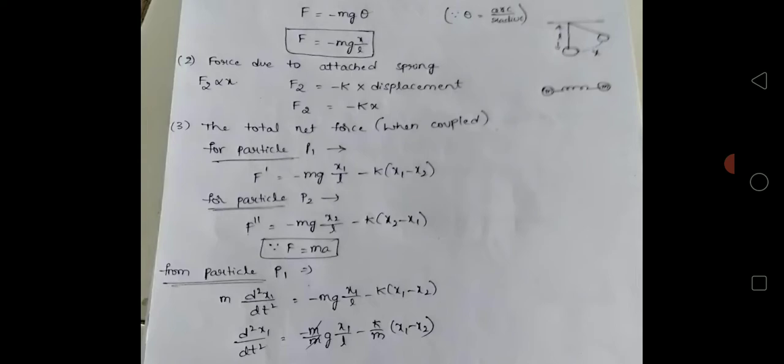Next line is for particle P2. Particle P2 means F double dash. F double dash is equal to minus mg into x2 by L minus k into x2 minus x1. So we know that force is equal to m into a, where m means mass and a is acceleration.